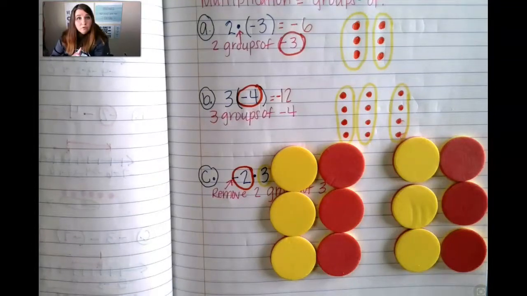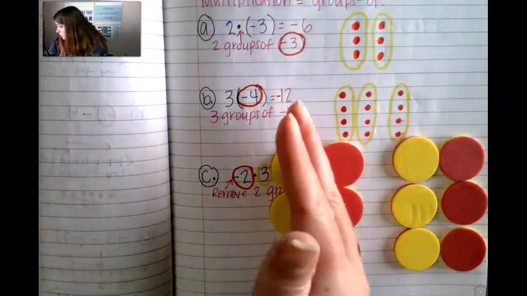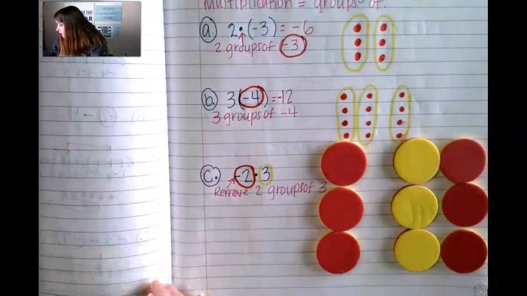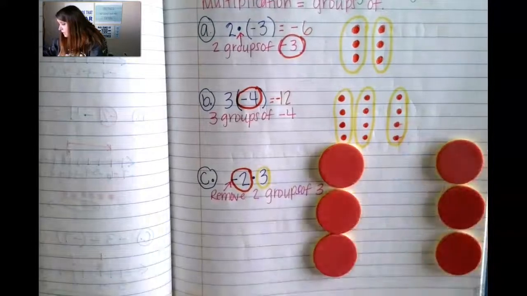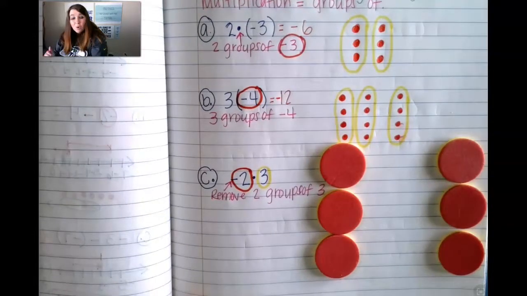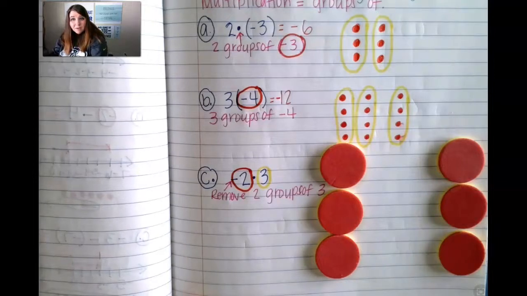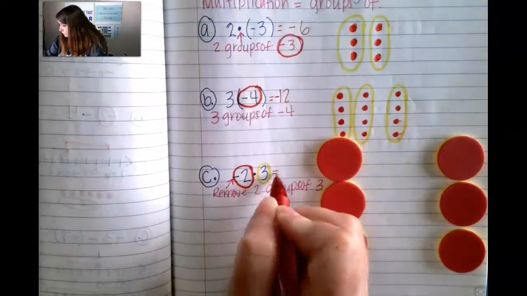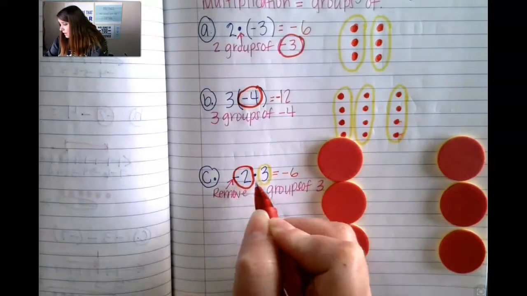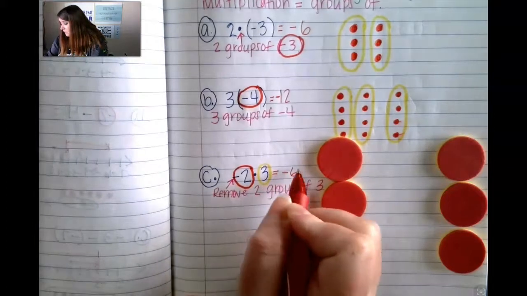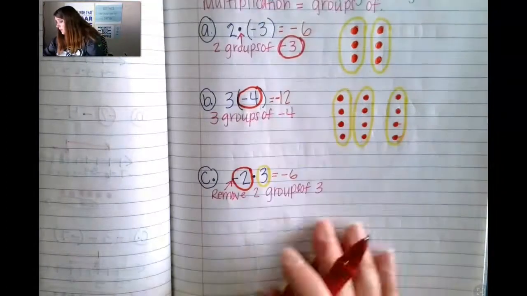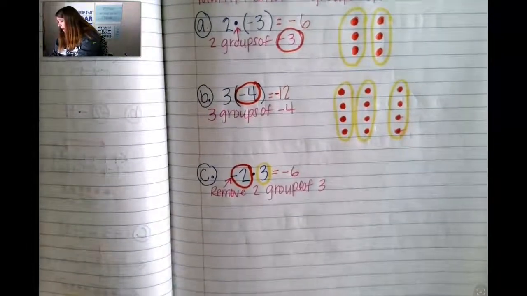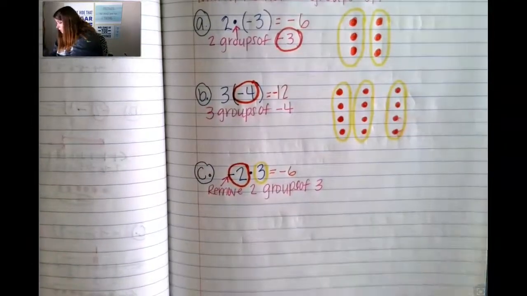So if I remove 2 groups of +3, here's a group of +3, and here's a group of +3, I am left with -6. So I get another negative. A negative times the positive gave us this negative. So let's get rid of this and let's draw it out. I just removed those groups.